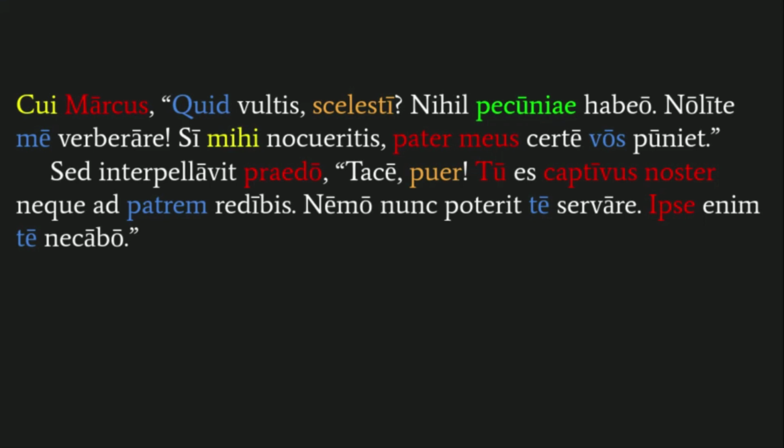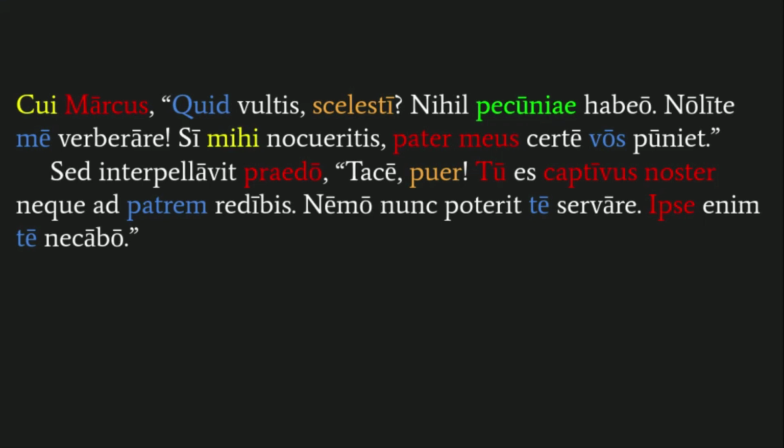Si mihi nocueritis, pater meus certe vos puniet. So he says, if, and again, here we go with two different actions in the future. So he starts with the future perfect. If nocueritis, if you will have done harm, mihi, to me. So he's basically saying, if you will harm me, my father, pater meus, certainly will punish. Puniet is from punire, which means to punish, a fourth conjugation verb. The E is giving it away as being future tense. He says, certainly my father will punish you. So he warns them. He says, if you will have done this, my father will do that. He's saying, if you touch me, my father is going to punish you. Which was his whole point earlier in the story. He was saying robbers are afraid of my father. Now we're going to see that isn't entirely correct here.